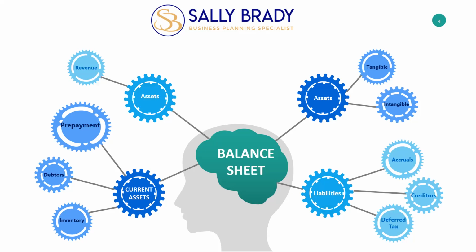Right. So another asset of the business is the revenue of the business. Now, the revenue would be, you know, when we talk about assets, it's generally the cash flow in and out of your business. So your bank account. So if your bank account's nicely in credit and you're earning lots of money, that'll be a revenue asset. Right. Liabilities. Liabilities, you'll see accruals, creditors, and deferred tax.